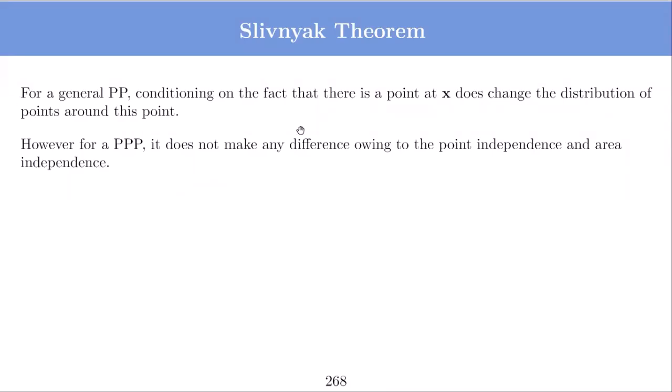But this is generally not true for any point process, right? For a general point process, conditioning on the fact that there is a point at x will change the distribution of points around the point. For example, binomial point process. If you condition on there is a point, it will change the distribution of the rest of the points because there are now only n-1 points. But for PPP, we have this property that it does not make any difference owing to the point independence and the area independence.